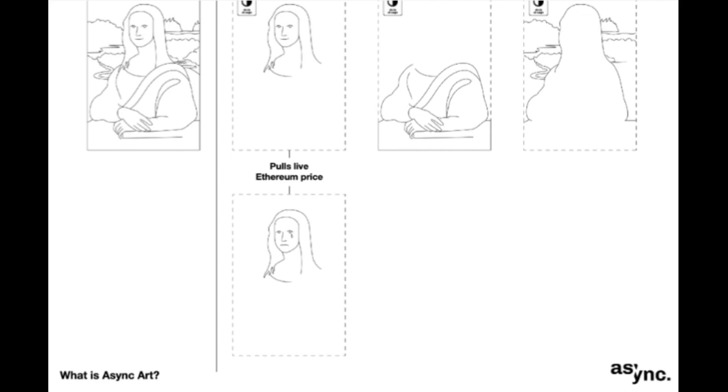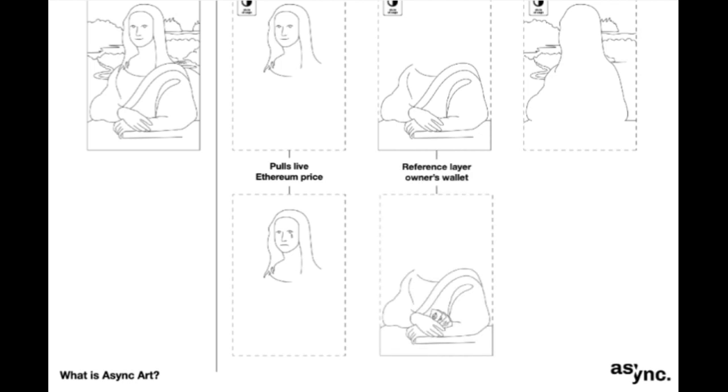For the person who owns the middle layer, the hands, maybe Da Vinci provided 2 different states, one where she's holding money, one where she's empty-handed. In this case, the owner of that layer could decide to change the layer based on who currently owns it. So that person could say, whoever owns this token, this layer, if they have a lot of money, I'll show her holding the money symbol. If the person who owns this layer doesn't have a lot of money, she'll be empty-handed.